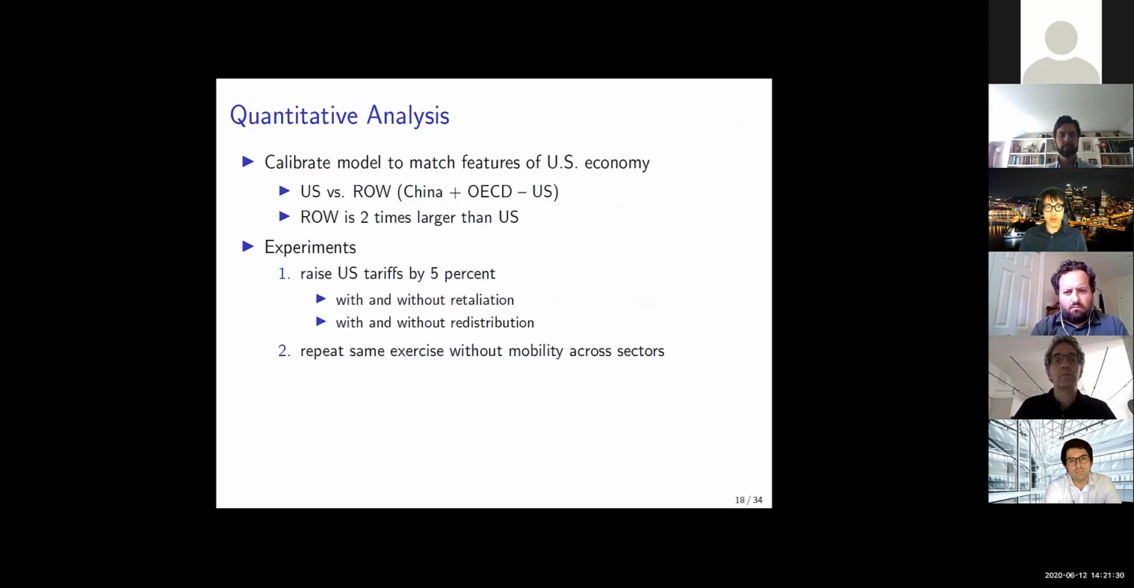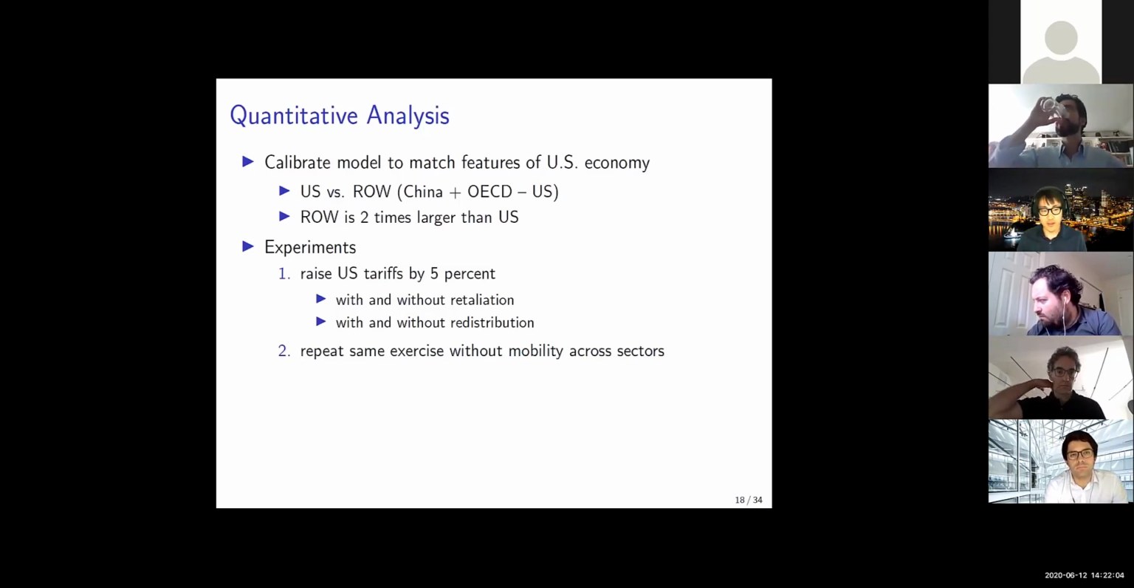Okay. So that was basically the description of the very simple model, on the trade side at least. And then we're going to calibrate this model to match some features of the U.S. economy. We're thinking of 2 countries, so we'll have the U.S. being country 1 and country 2 being the rest of the world, made up of basically the OECD and China. And here, roughly the rest of the world is going to be twice the size of the U.S. The size is going to matter because we'll have both bilateral and unilateral tariffs, and that depends on the size and whether or not the other country retaliates. It has an effect on the real exchange rate and the terms of trade.